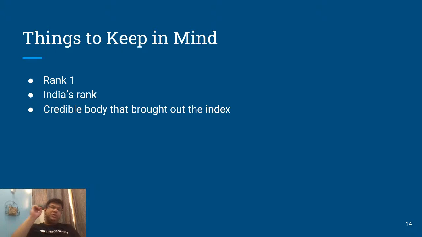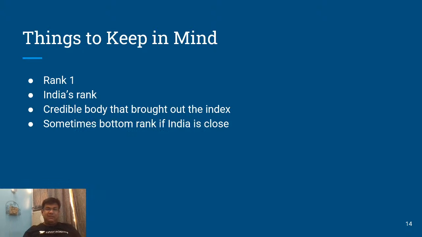You also need to know which is the body that has brought out the index. When there is a reliable body, we will count that index as important. You will notice all the indexes I have done, I write which body brought out this index and who published it, because that gives you the credibility.